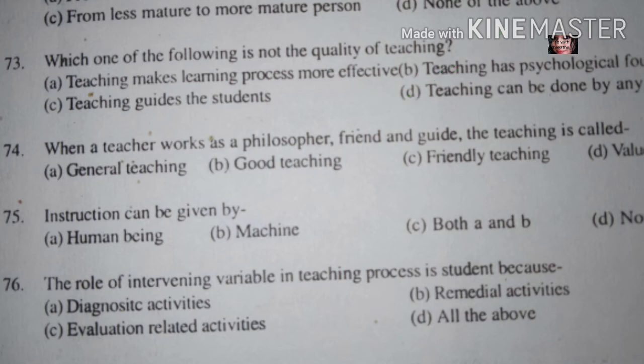Next question 74. When a teacher works as a philosopher, friend and guide, the teaching is called. Options are: general teaching, good teaching, friendly teaching, value oriented teaching. And the correct option is B, good teaching.